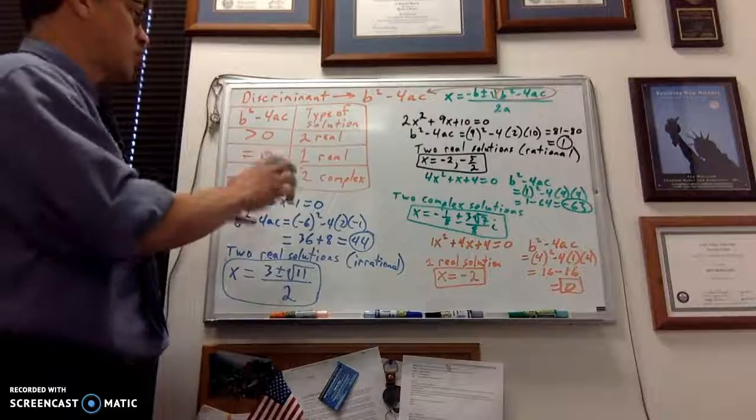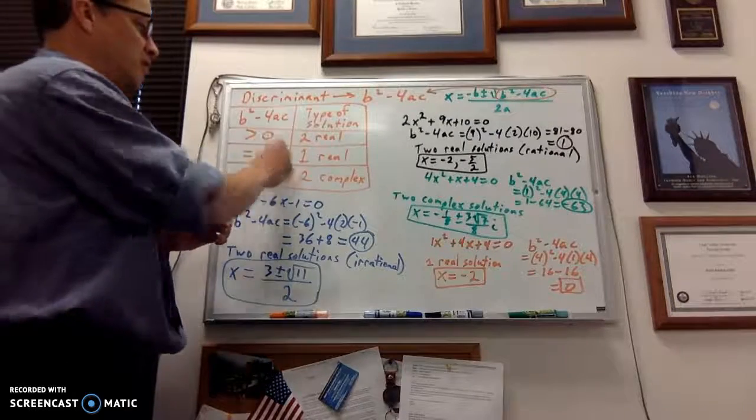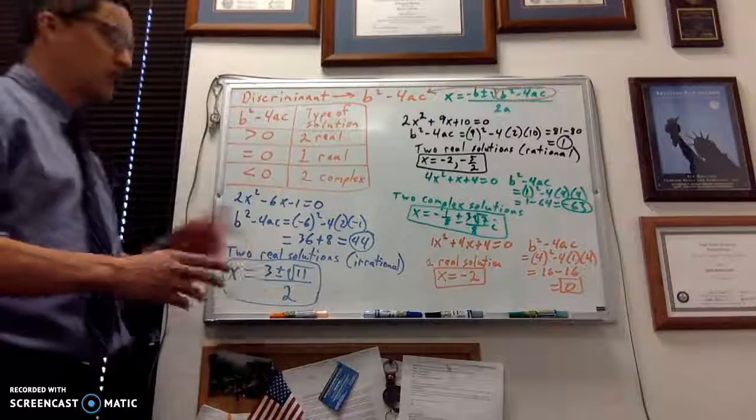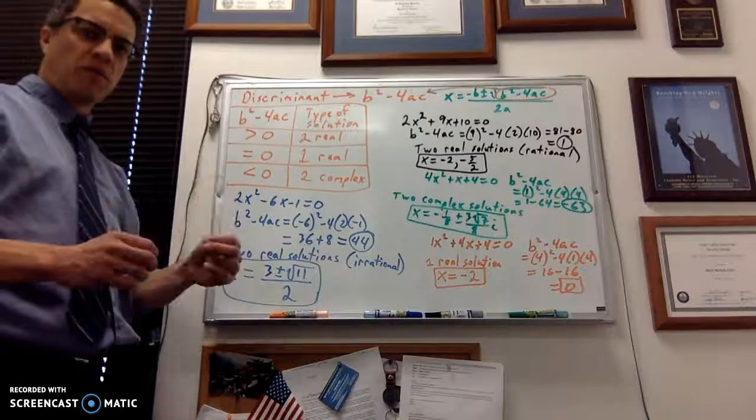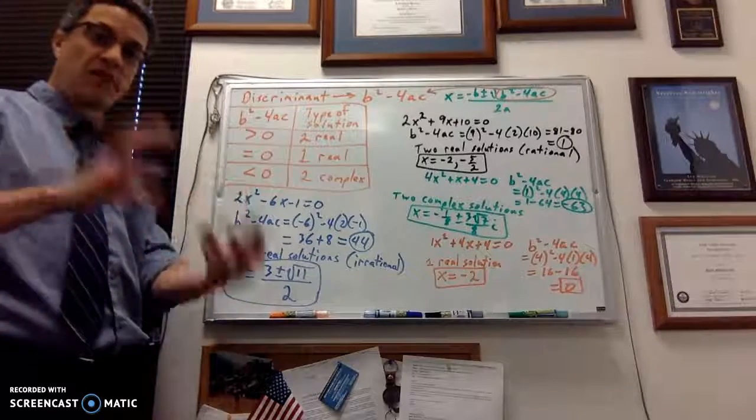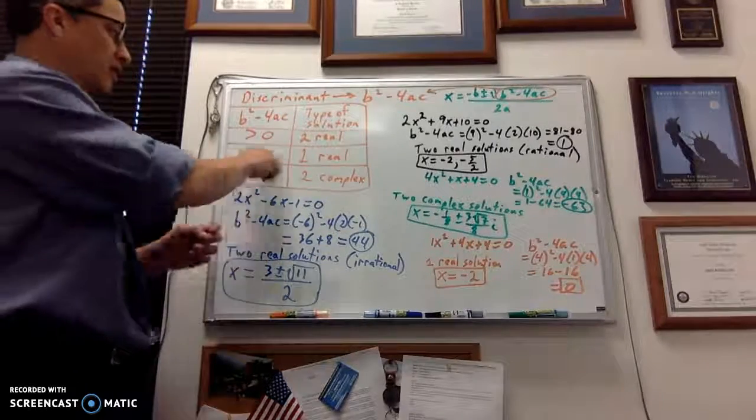So that's what happens when the discriminant is going to come out to be bigger than 0, right? In this case, 44 and 1 were bigger than 0. You'll have two answers. They're both real. They could be irrational. They could be rational. All right, look at my next scenario.